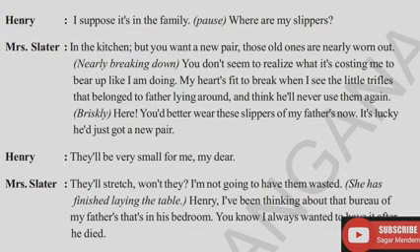They will be very small for me, my dear. But the wife is saying, they will stretch. One day I am not going to have them wasted. She has finished laying the table.